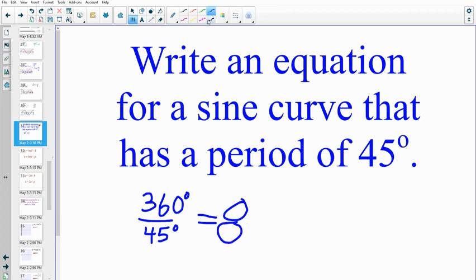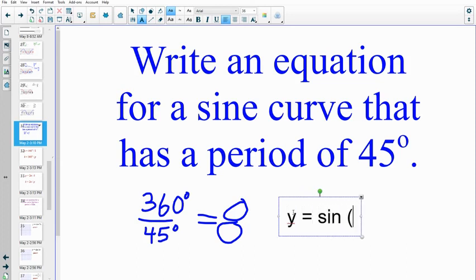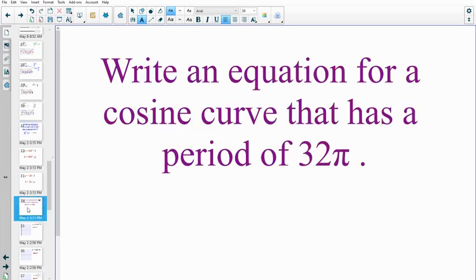And so my equation, and I'm going to go ahead and cheat on this one and just say y equals sine of 8x. And there we go. The number that's in the equation is 8. If I took 360 divided by 8, I would get the 45 degrees. That is the period. So there we go. That was degrees. And then one last example.